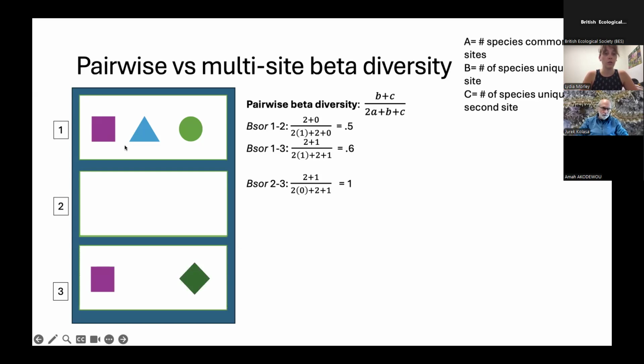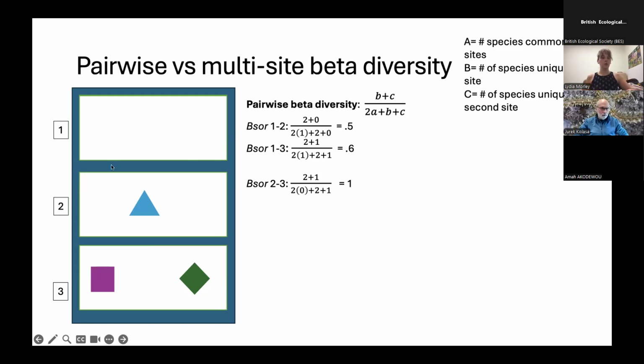If we look at sites 1 and 3, site 1 again has 2 species that are unique to it. Site 3 has 1 species that is unique to it. They share 1 species with each other. We add the numerator back into the denominator, and we get a beta diversity score of 0.6. We can do 2 and 3. Site 2 has 1 species that is unique to it, and site 3 has 2 species that are unique to it. They share 0 species in common. We add the numerator back down to the denominator, and we get a beta diversity score of 1.